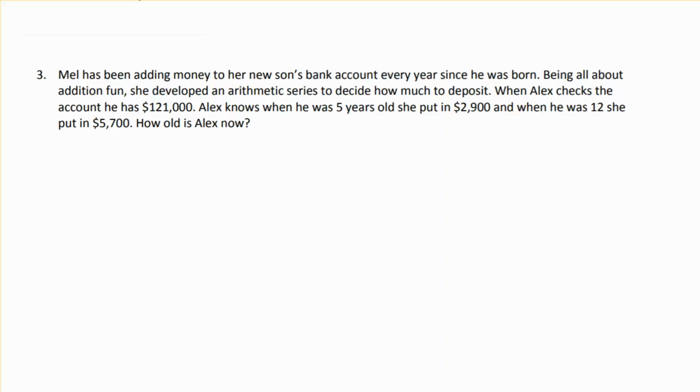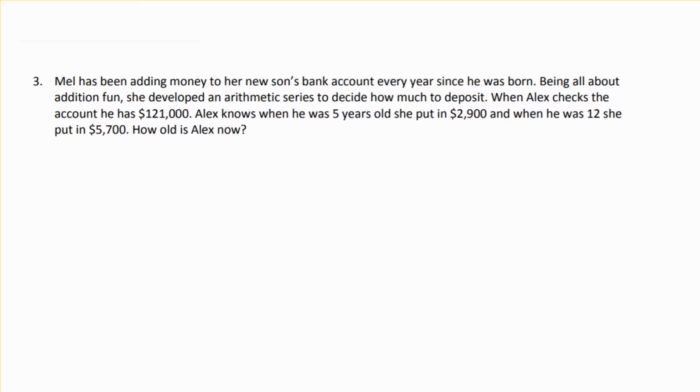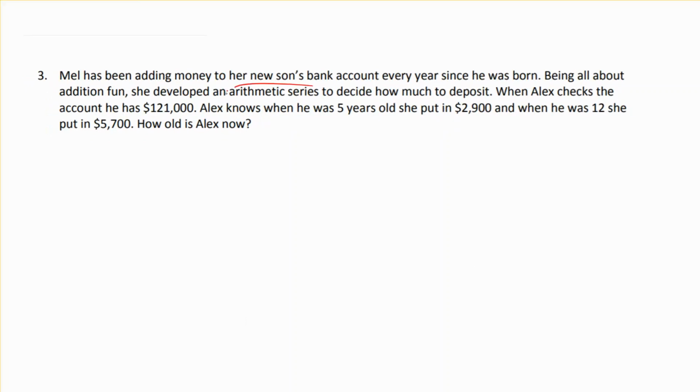Mel has been adding money to her new son's bank account every year since he was born. Being all about addition fun, she developed an arithmetic series to decide how much to deposit. When Alex checks the account, he has $121,000. Alex knows when he was 5 years old, she put in $2,900, and when he was 12, she put in $5,700. How old is Alex now?